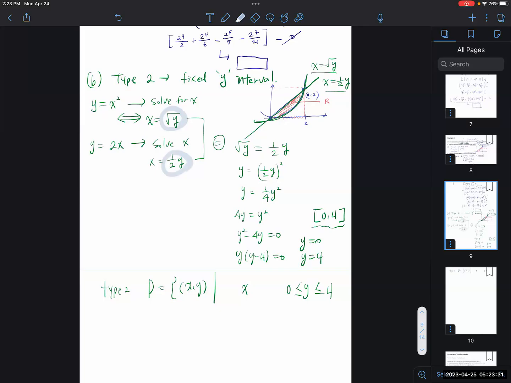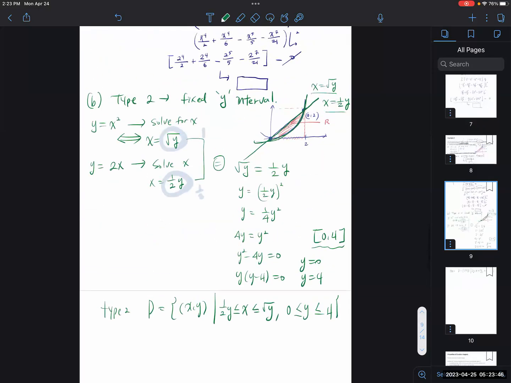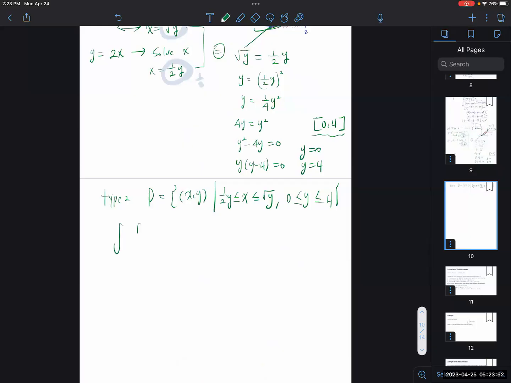And then this is your interval for x. If I plug in 1, it's going to be 1 over 2. So this is the smaller one. So you have to put 1 over 2y first, and radical y is the larger one. So this is the interval. Now we got it. We're going to use the given function, this one. So let's take the double integral. The changing one is here. I'm going to plug in x squared plus y squared, dx first, and then dy with a fixed 0 to 4. And then here, 1 over 2y to radical y.